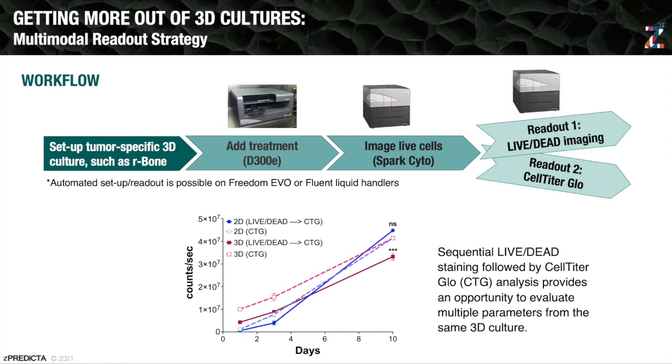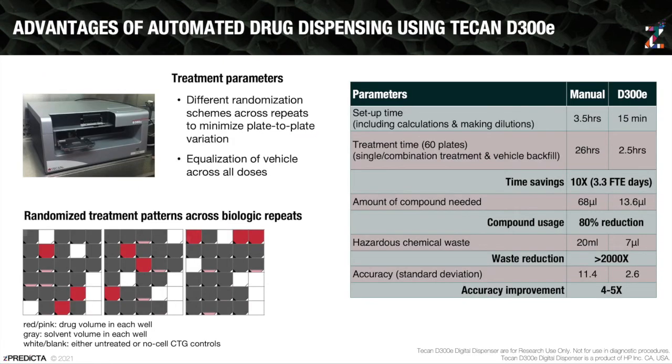So we proceeded with this methodology for the studies to gain, as I said, as much data as possible. Here are some examples of the advantages of using the various instruments and using the multimodal analysis. If we start with using D300e for drug dispensing, one advantage is we can randomize the treatments and randomize the controls so that we're not biased on where things are in the plate, and then the signal can be deconstructed back during analysis.